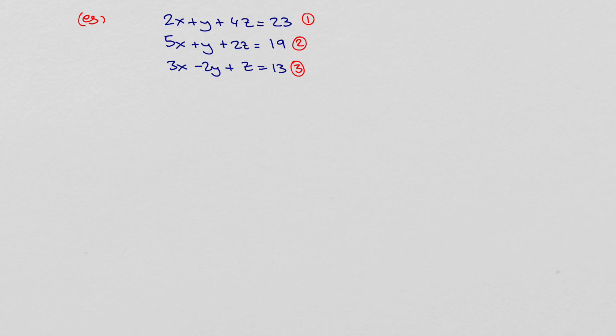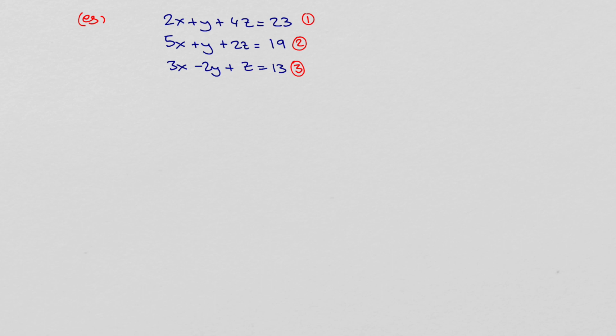Our next step then is to decide which variable it is that we want to eliminate first. In all three equations here we have x, y and z, so it doesn't really matter which one we decide to eliminate. We could choose x, we could choose y, or we could choose z. I'm going to choose the y's to eliminate first, which means I'm going to take two equations at a time. I'm going to start with equation 1 and equation 2.